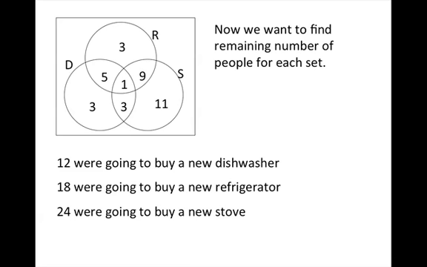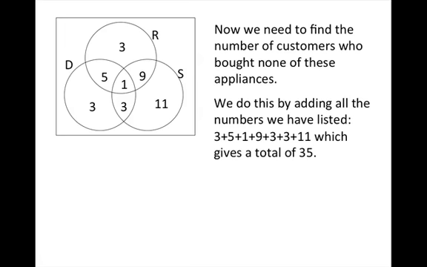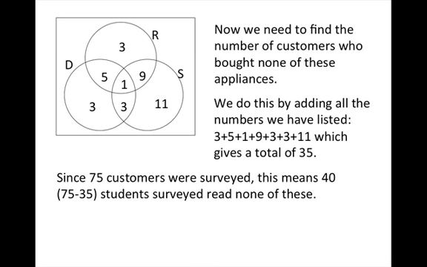And then finally, I want to know how many people are going to buy none of these appliances. So if I take all of the numbers I have listed and add them, I get 35. Since I surveyed 75 total people, that leaves me 40 customers that are going to buy none of these. Take the 75, subtract the 35 that I have labeled, and that leaves me with 40. So in my universal set, but not inside any of the circles, I'm going to list a 40.